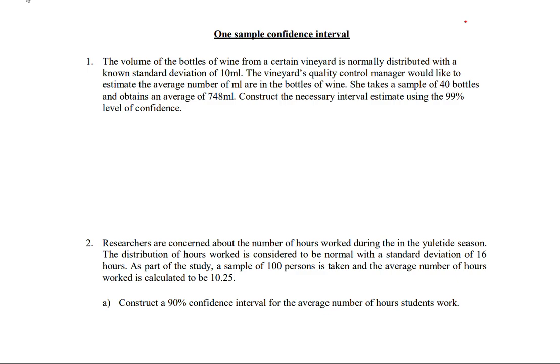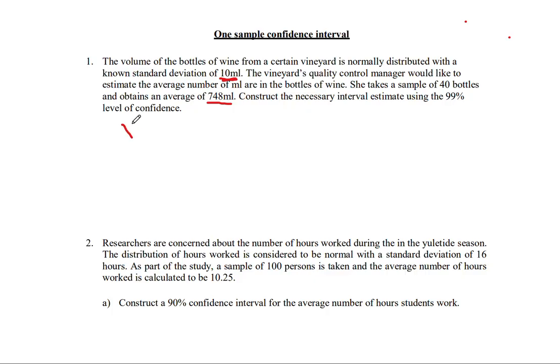So here we are told in this problem that the volume of bottles of wine from a certain vineyard is normally distributed, which is very important. We're told it's normally distributed with a standard deviation of 10 milliliters. So this represents the population standard deviation. The vineyard's quality control manager would like to estimate the average milliliters which are in the bottles of wine. She takes a sample of 40 bottles and obtains an average of 748 milliliters. We are asked to construct the necessary interval estimate using the 99% confidence interval.